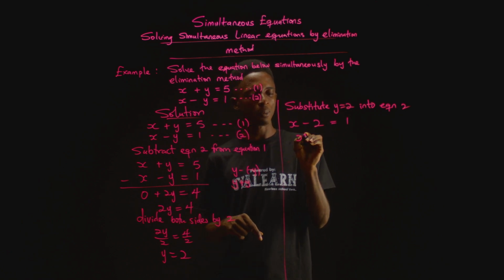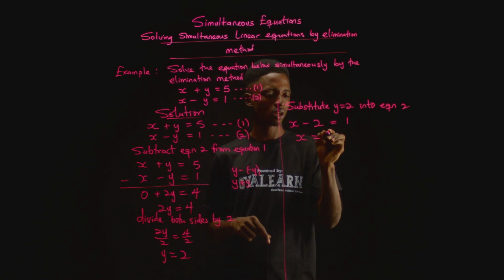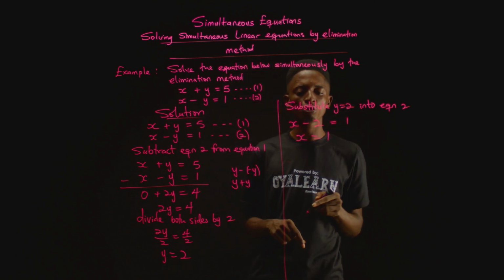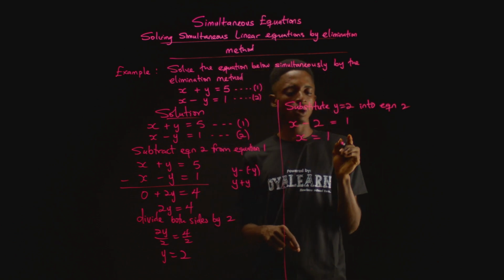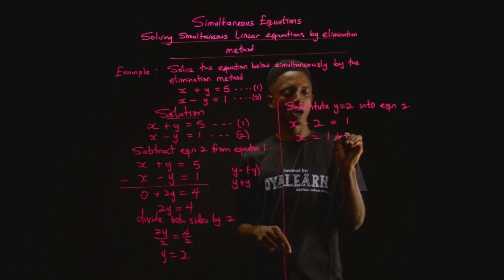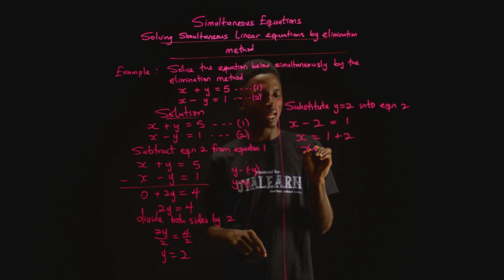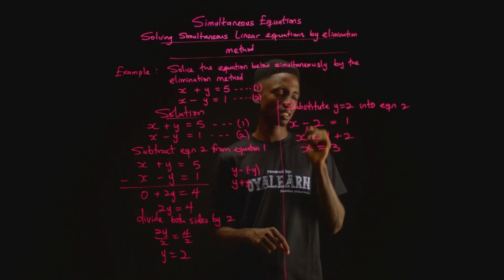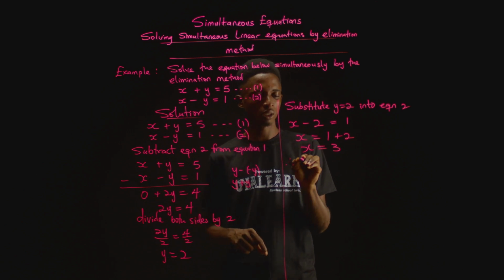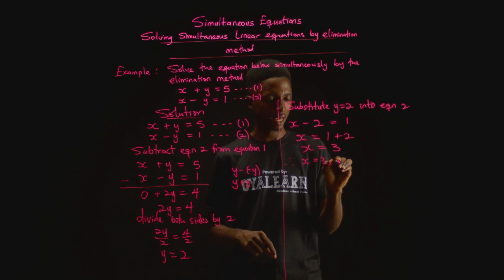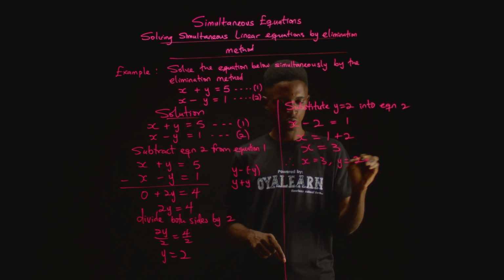And if we tidy this up, we'll see that x equals 1 and then taking minus 2 to the other side, when it crosses the equality sign, it becomes plus 2. And we'll see that our x equals plus 3. Therefore, x equals 3 and y equals 2.